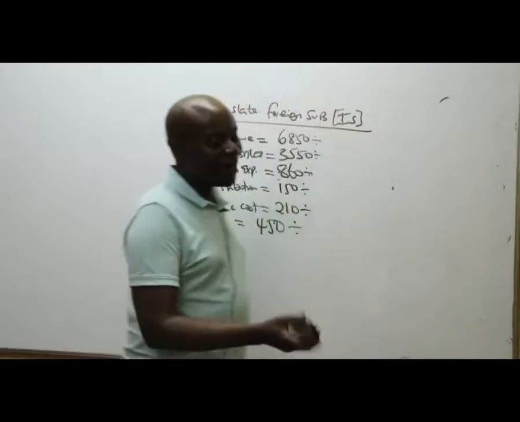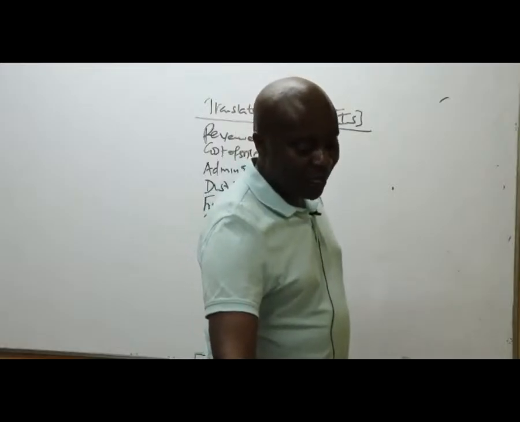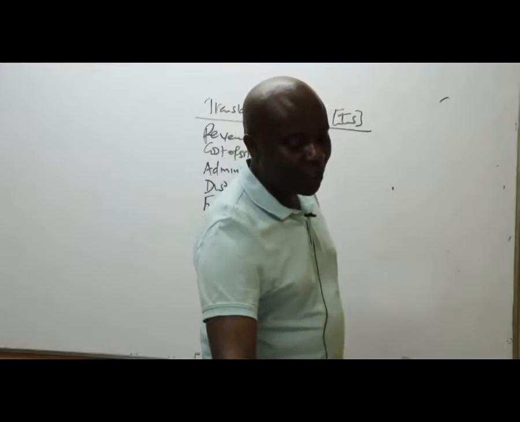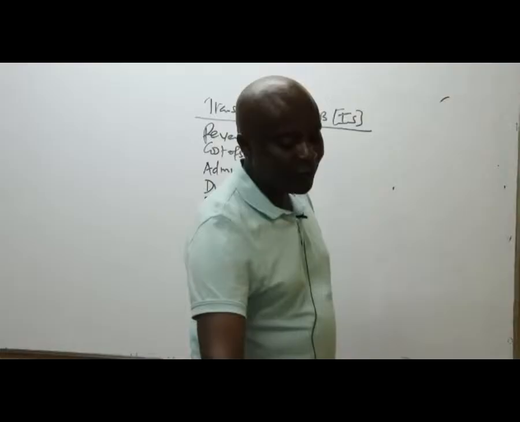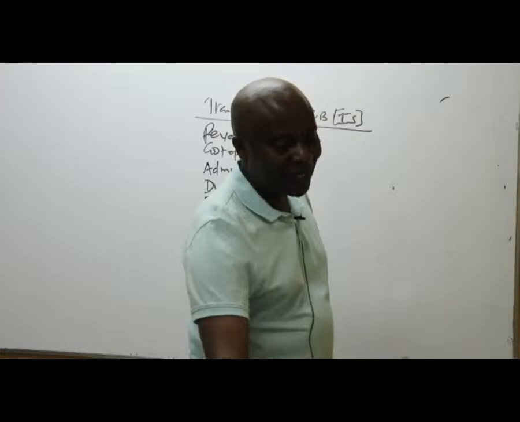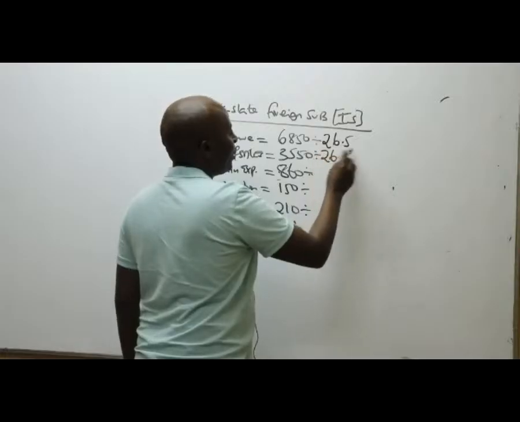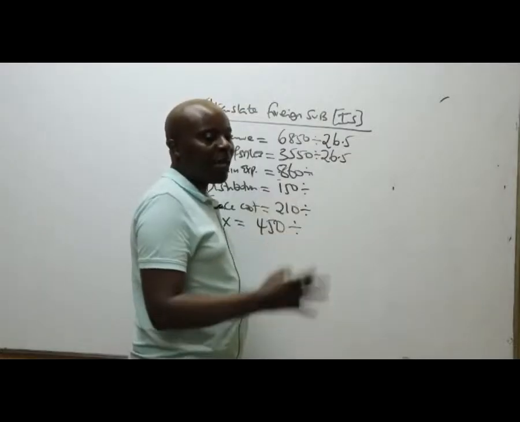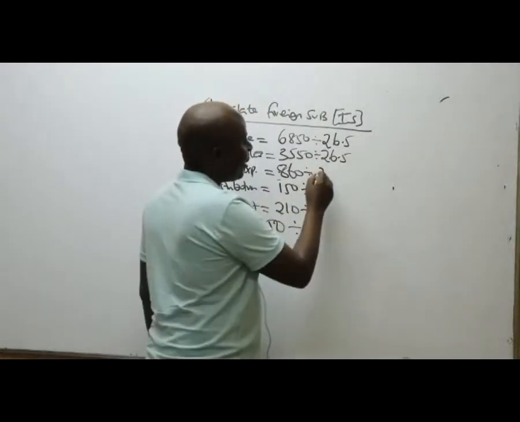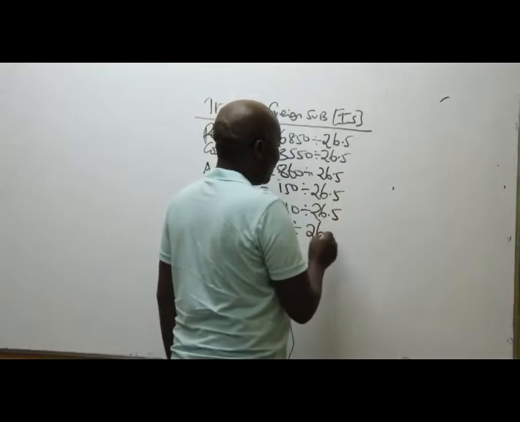Okay, great. So we are using the average for the last 6 months, which is 26.5. Remember, income statement items, translate them always using the average rate. So divide by 26.5, divided by 26.5, divided by 26.5, divide this by 26.5.